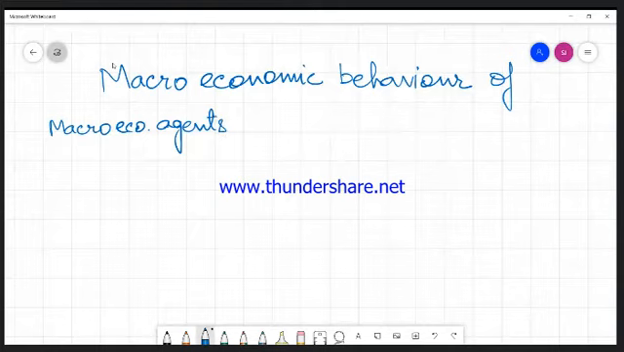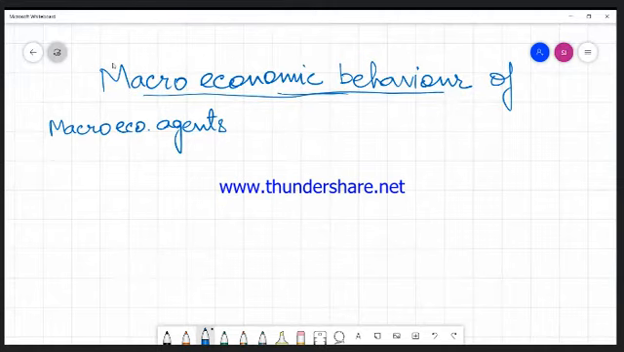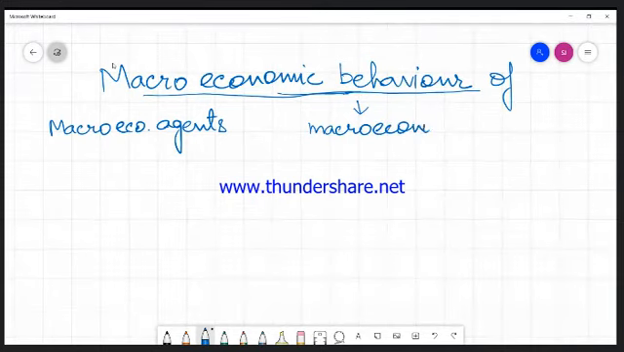Who are the macroeconomic agents? Now you know. Theoretically, we have 4 macroeconomic agents: households, firms or industry, government, and foreign sector. Now, what is this macroeconomic behavior? How do you understand this macroeconomic behavior, or how do we explain this macroeconomic behavior? So macroeconomic behavior is explained through macroeconomic variables.